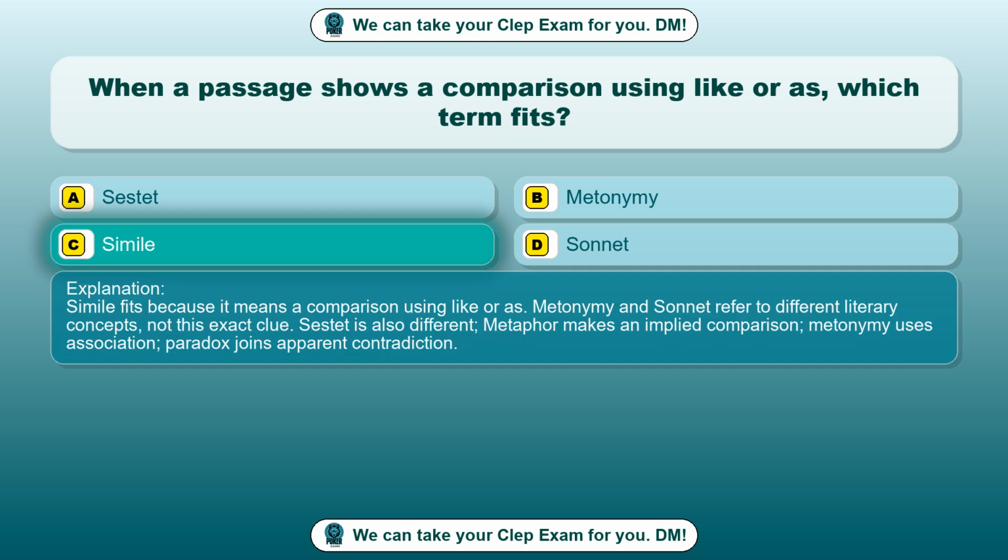Simile. Simile fits because it means a comparison using like or as. Metonymy and sonnet refer to different literary concepts, not this exact clue. Sestet is also different. Metaphor makes an implied comparison. Metonymy uses association. Paradox joins apparent contradiction.